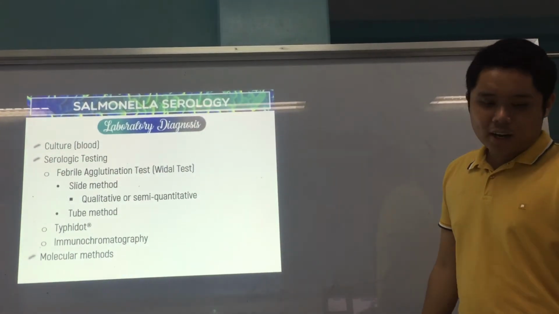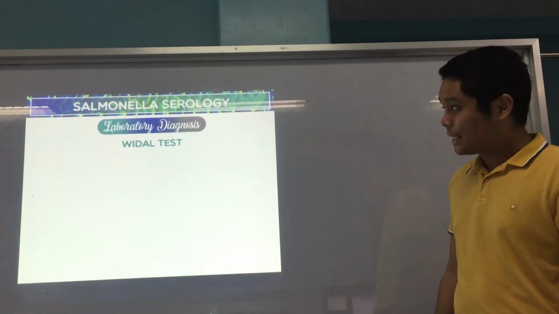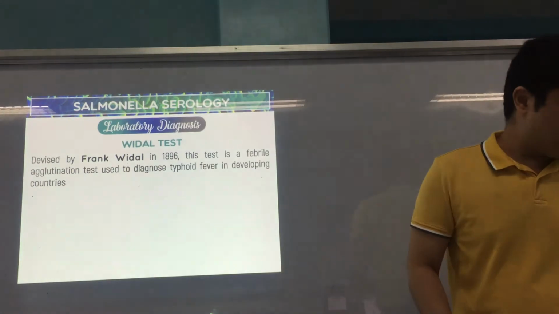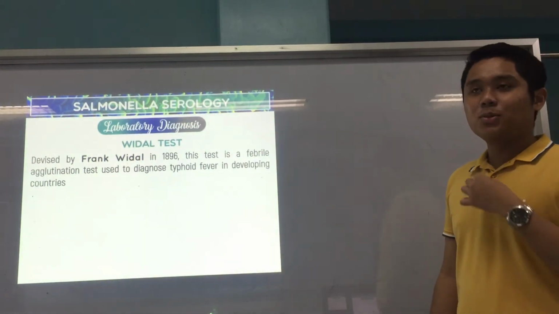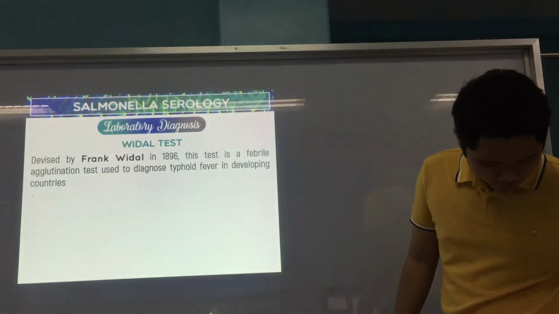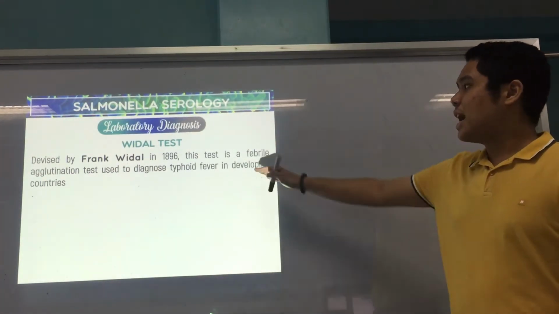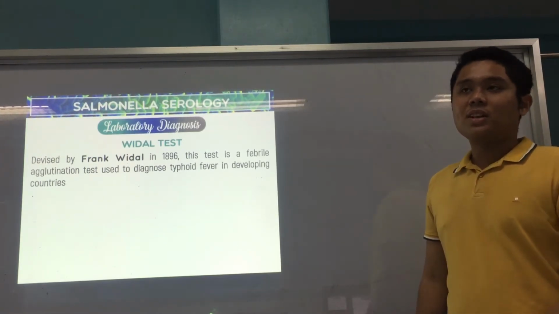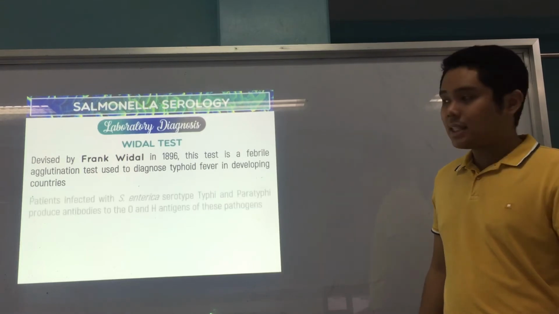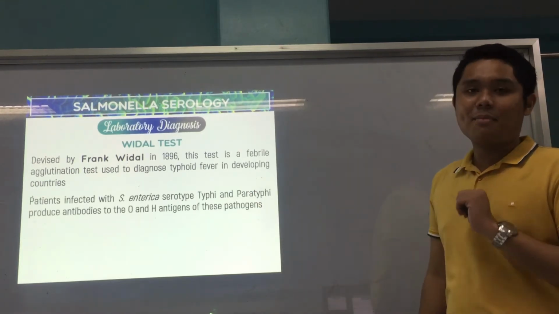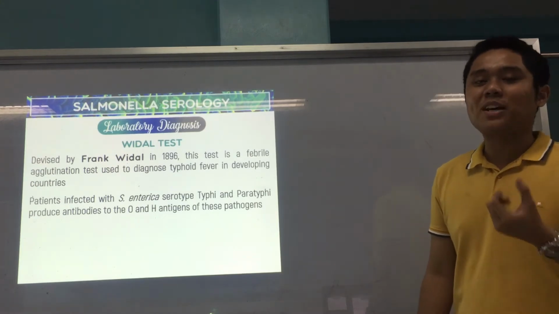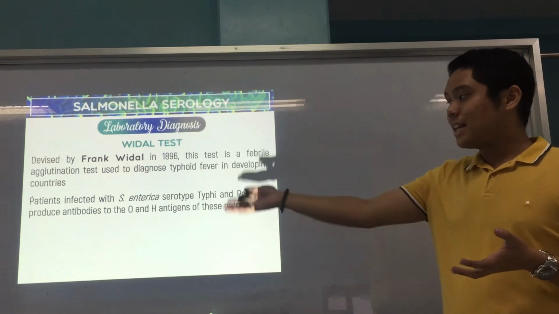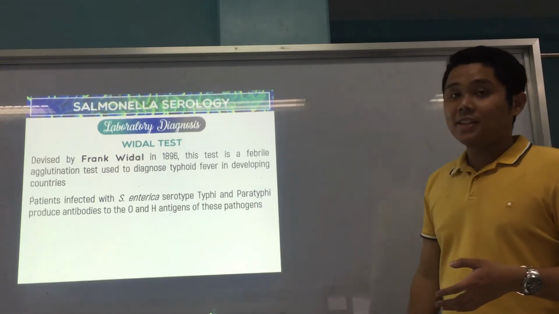Now we start with the first serological test, and that is the Widal test. The Widal test, by the name itself, was devised by Frank Widal in 1896. It's very early. It's the first test that was invented to detect typhoid fever or Salmonella infections. It's a febrile agglutination test used to diagnose typhoid fever in developing countries. It's based on the principle that patients infected with Enterica serotype Typhi and Paratyphi will develop antibodies to the O and H antigens of these pathogens.